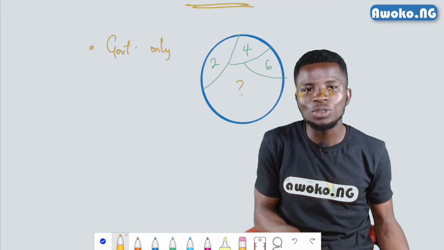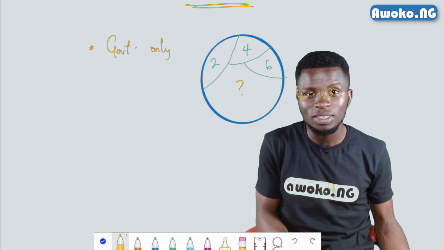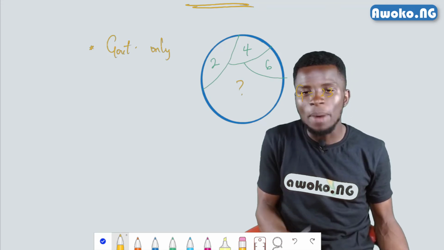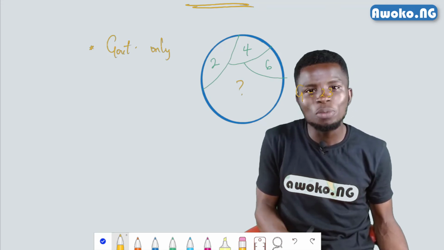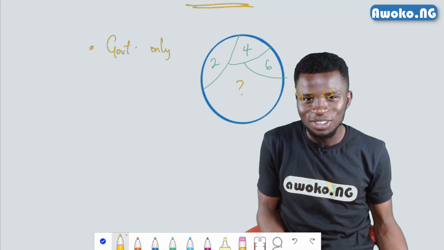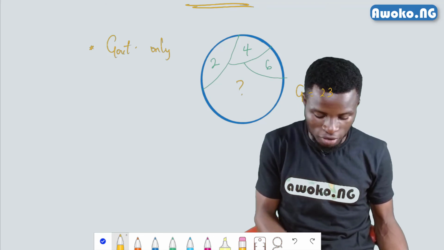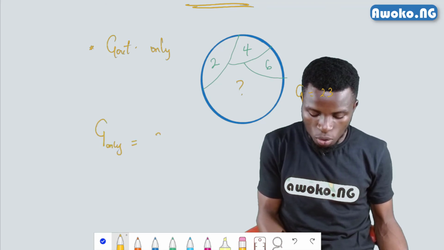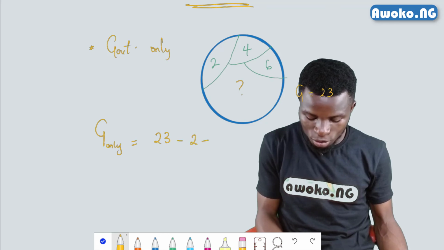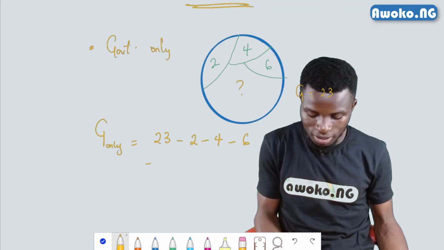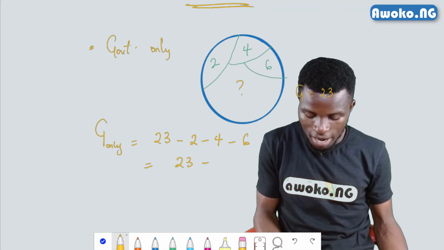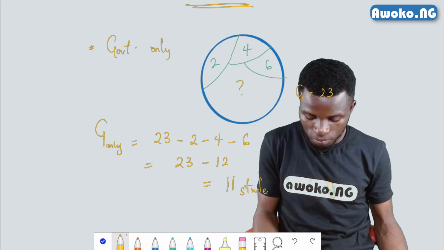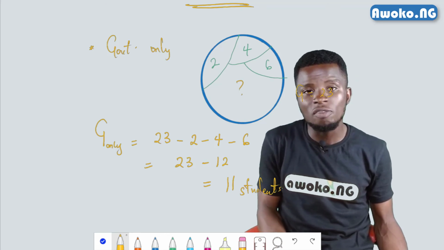We need those students offering only government without mathematics. So it could be government and biology. Do you understand? And it could be government only. Do you get it now? So how do we do that? Is to find our government only. Government only, let's say G only, will be equal to 23 minus 2 minus 4 minus 6. That gives us 23 minus 12, which will give us 11 students. So 11 students offer government only.